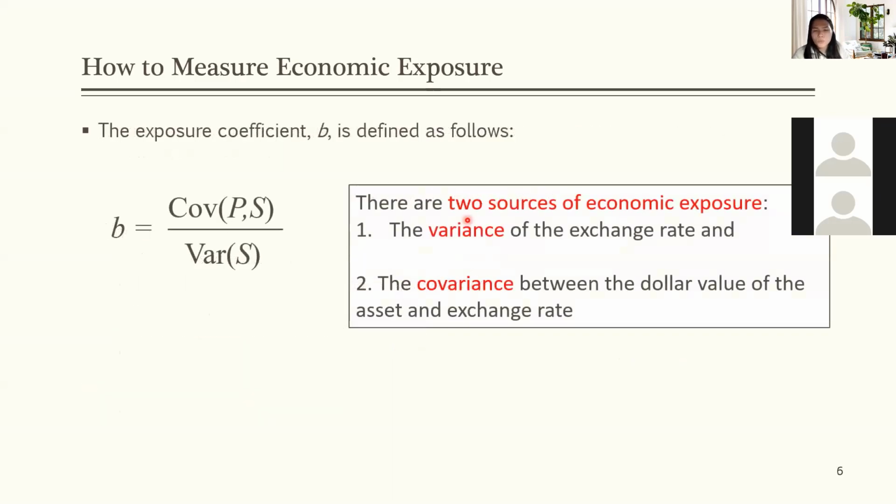So to measure the beta coefficient, you can rely on this equation here. This is the definition for beta. Beta is the covariance between P and S divided by the variance of S, okay? Which means that there are two sources of economic exposure. The first one is the variance of the exchange rate itself. And the second is the covariance between the exchange rate and the asset value, okay?